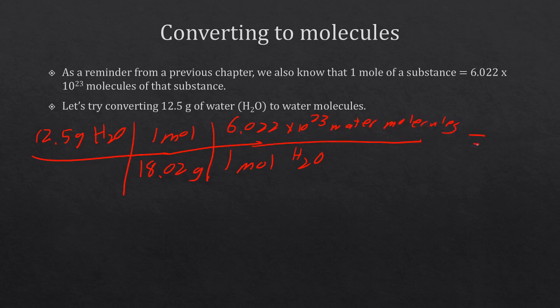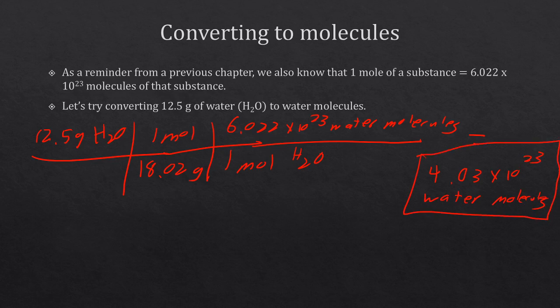So therefore, we do this. We have 12.05, we divide it by 18.02, and now we're going to multiply it by 6.022 times 10 to the 23rd, and we're going to get that this sample of water has, to 3 sig figs, 4.03 times 10 to the 23rd water molecules. So that's how you can use this information to find out how many water molecules you're working with.